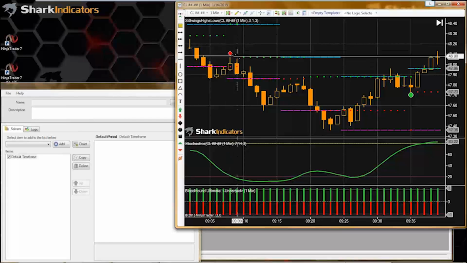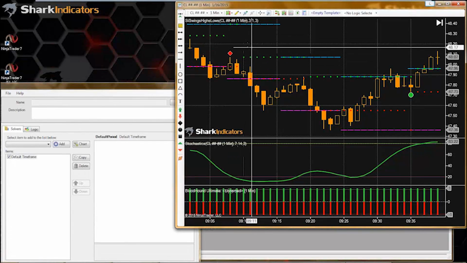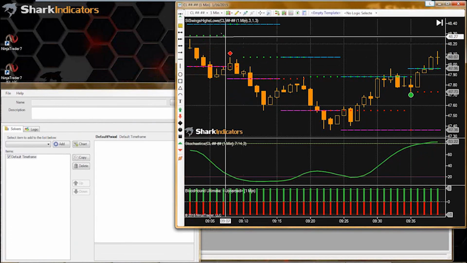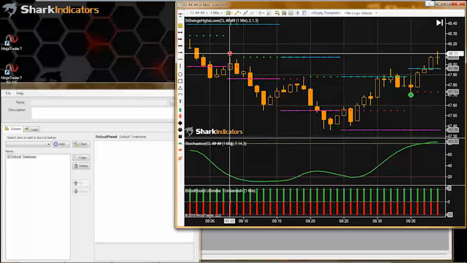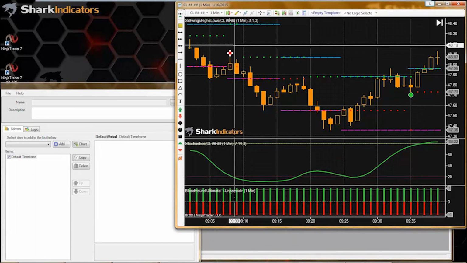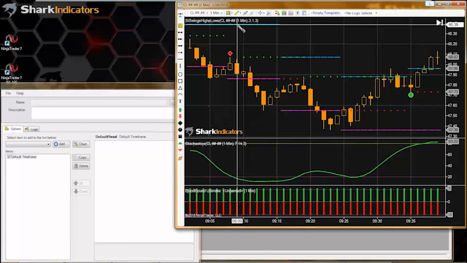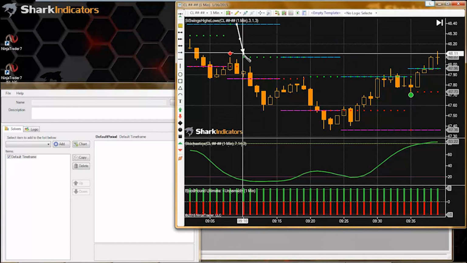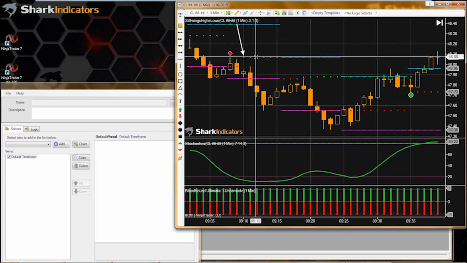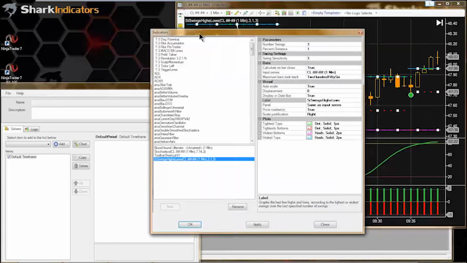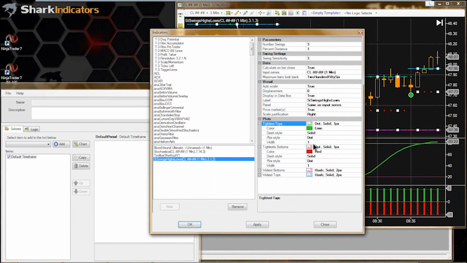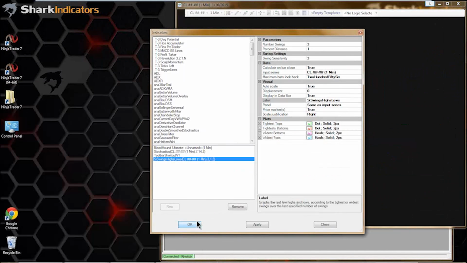And the way we can identify when we get this lower high is if we look at the indicator. So hopefully you guys can see the dot. Actually, maybe I need to make my dots a little bigger here now that I've made the bars wider. So let's make the dots a little bigger.